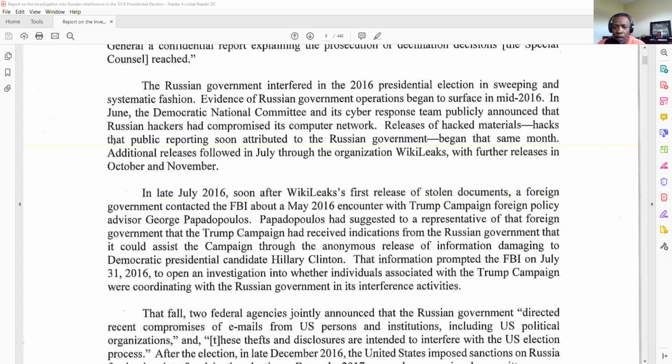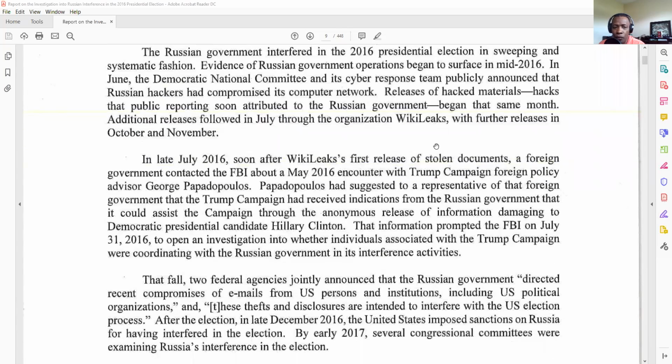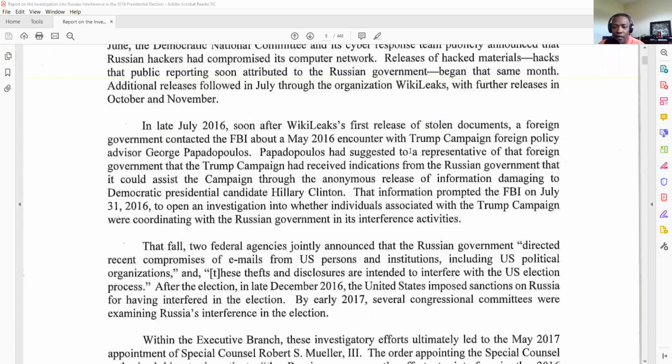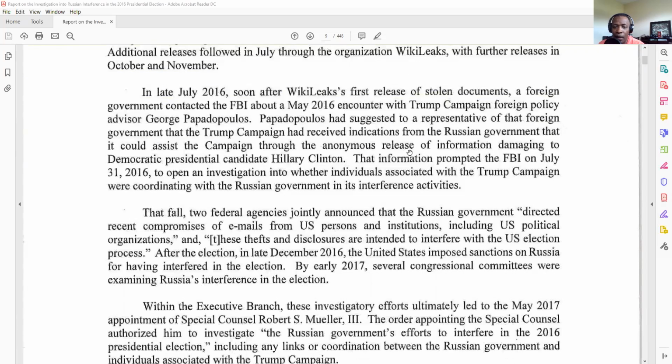Evidence of the Russian government's operations began to surface in mid-2016. In June, the Democratic National Committee and its cyber response team publicly announced that Russian hackers had compromised its computer networks. Releases of hacked materials, hacks that public reporting soon attributed to the Russian government, began that same month. Additional releases followed in July through the organization WikiLeaks, with further releases in October and November.